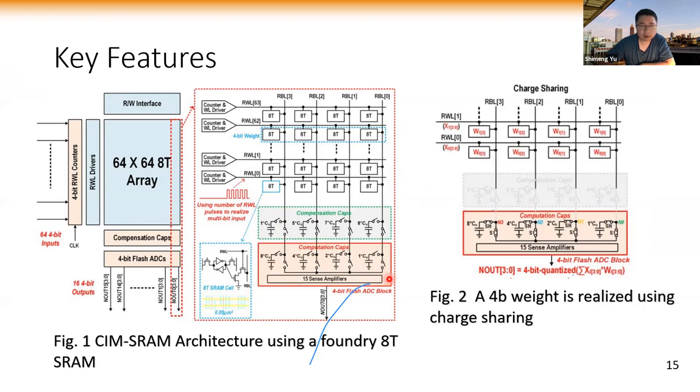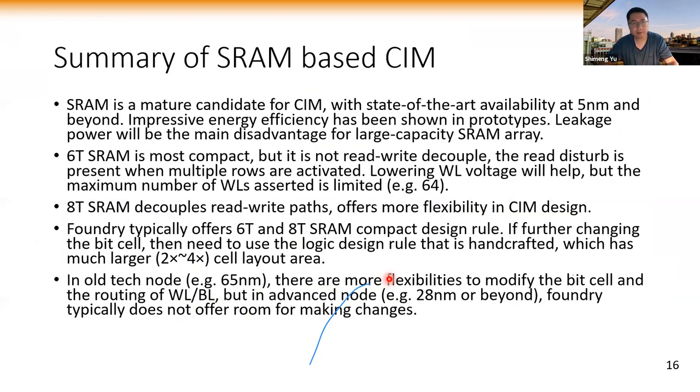So this is the SRAM-based design. I would like to have a quick summary. SRAM is a mature candidate, because we can use it in almost any advanced technology node. And the main disadvantage is that the leakage current will dominate for large capacity SRAM arrays. And the 6T SRAM cell is most compact, but it may have the read disturb issue.